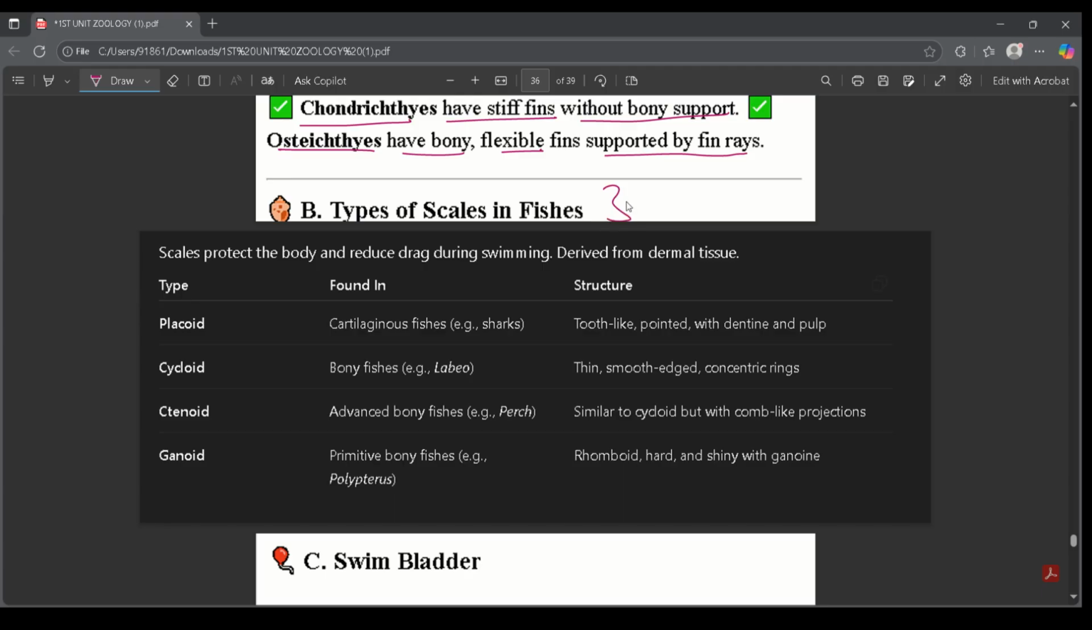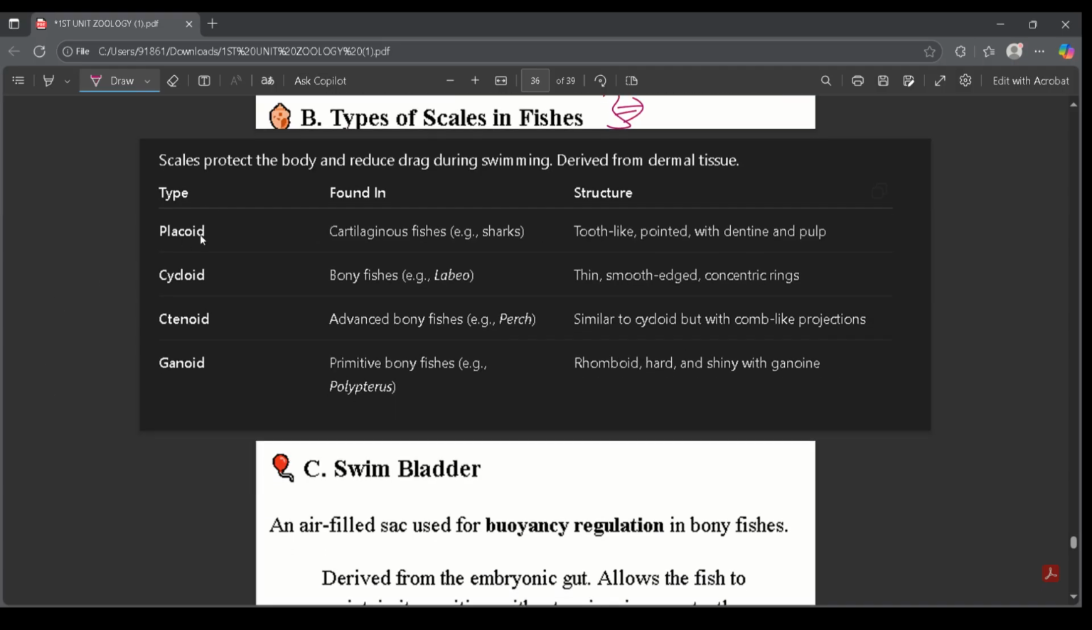Now we'll discuss the types of scales in fishes. The type placoid is found in cartilaginous fishes, for example sharks. The structure is tooth-like, pointed, with dentine and pulp. Cycloid, present in bony fishes like labeo. The structure is thin, smooth-edged, with concentric rings. And ctenoid, which is present in advanced bony fishes like perch, similar to cycloid but with comb-like projections. We have ganoid, in primitive bony fishes, for example Polypterus; rhomboid, hard, shiny with ganoine.